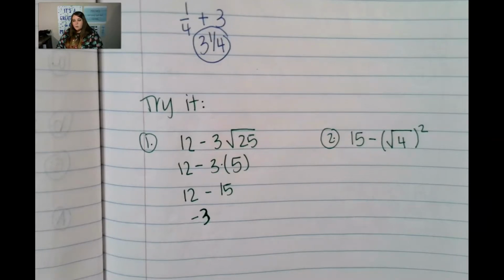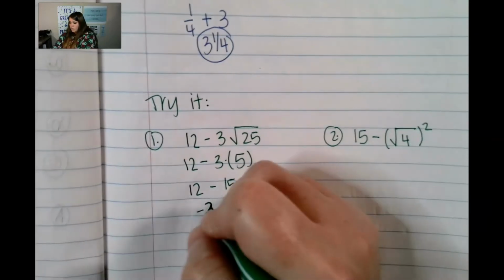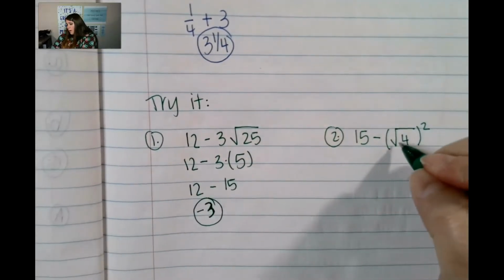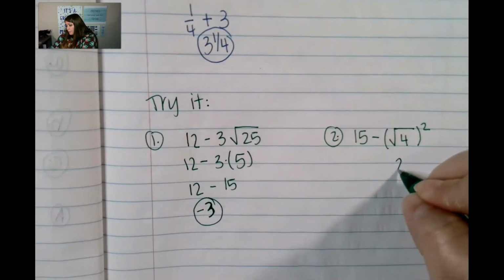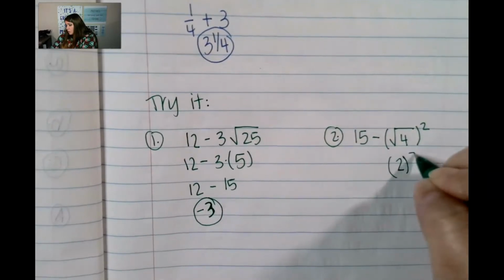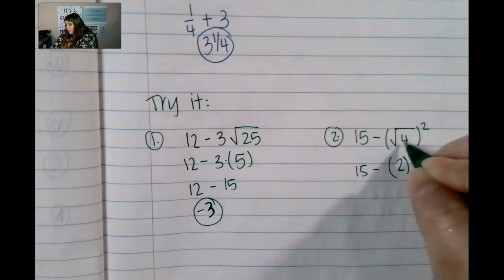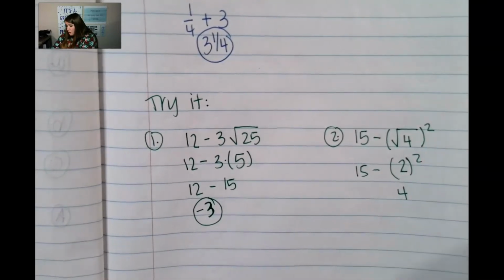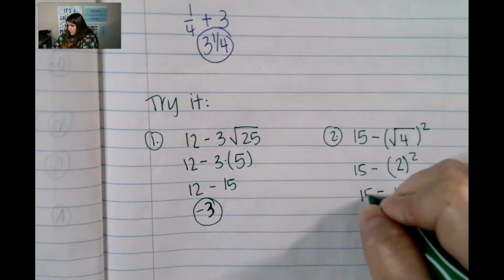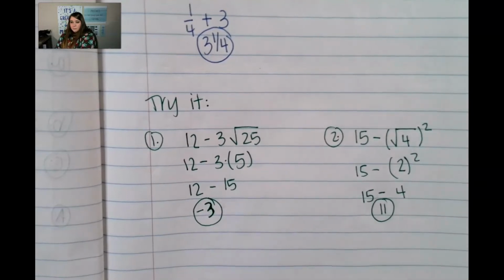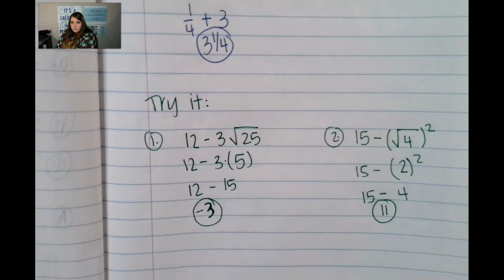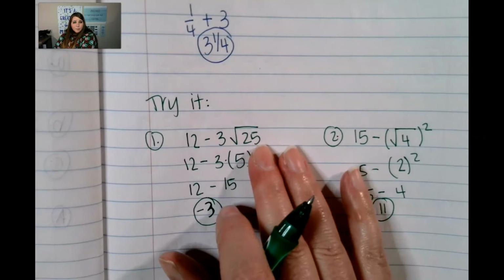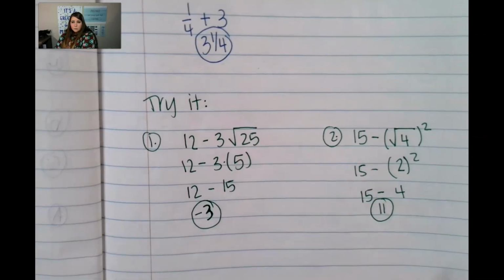Okay, and then the next problem. On this problem, I know that the square root of 4, it takes 2 times 2 to make 4. And then 2 squared is 4. And 15 minus 4 gives me 11. So again, this symbol is just asking you to find the perfect square of these numbers.